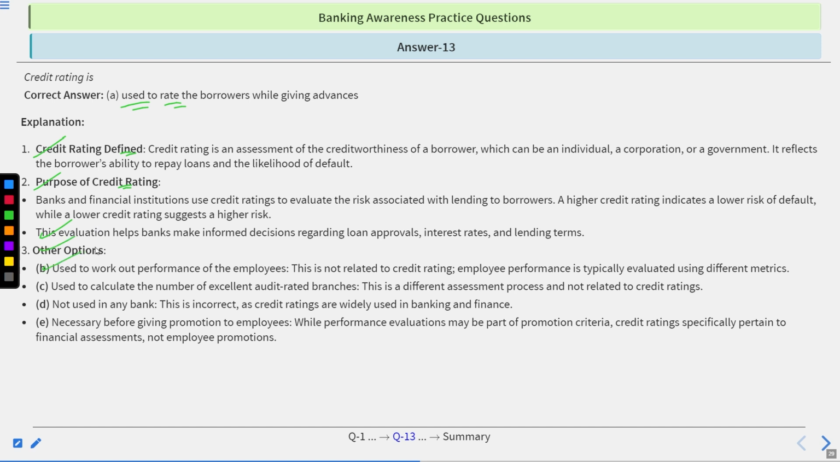Other options: used to work out performance of the employees. This is not related to credit rating. Employees' performance is typically evaluated using different metrics. Used to calculate the number of excellent audit rated branches: a different assessment process and not related to credit rating. Not to be used in any bank: this is incorrect, as credit ratings are widely used in the banking environment. Necessary before giving promotion to employees: while performance evaluations may be part of promotion criteria, credit rating especially pertains to financial assessment, not employee promotions.